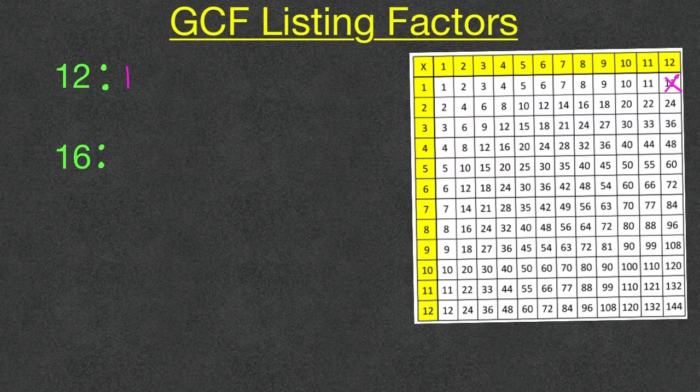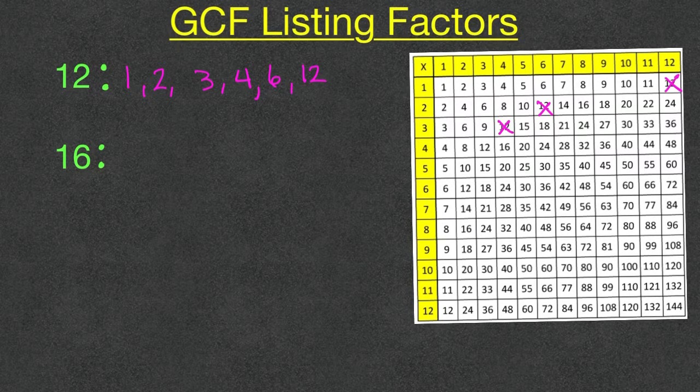So I'm going to write it. 1 times 12. We also have 2 times 6 gives us 12. And then we have 3 times 4. 3 times 4 gives us 12. And now we're going to do the same thing for 16.